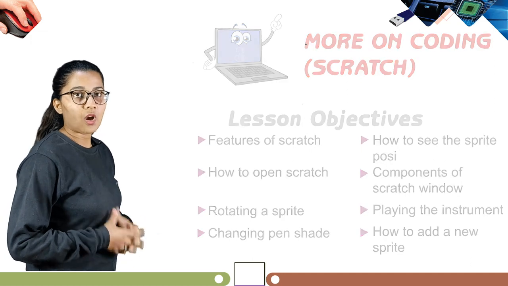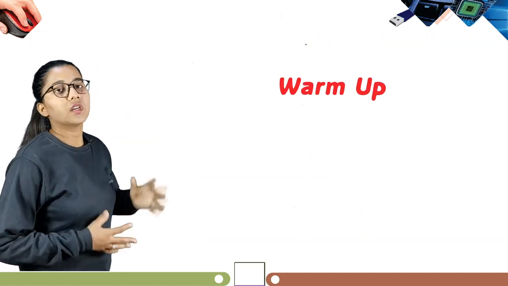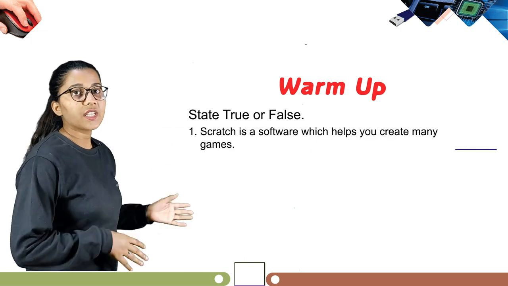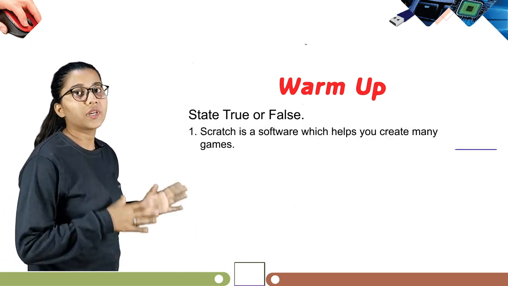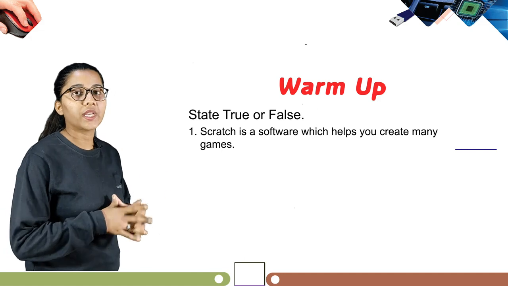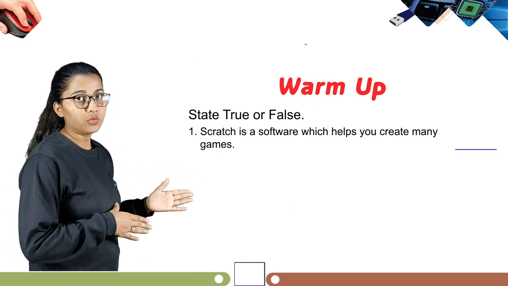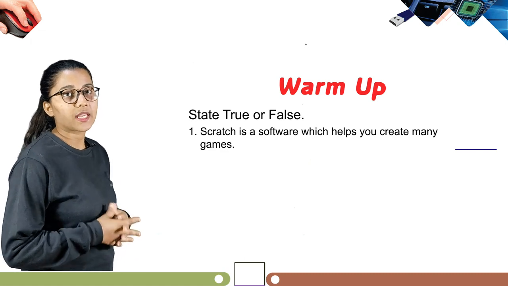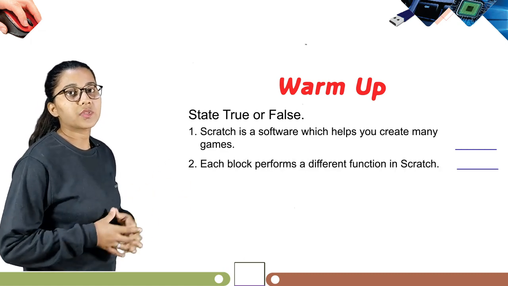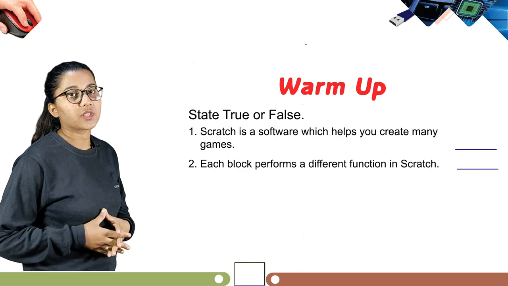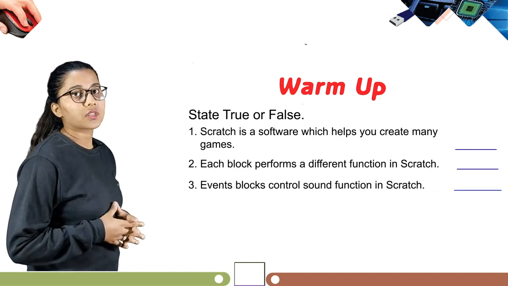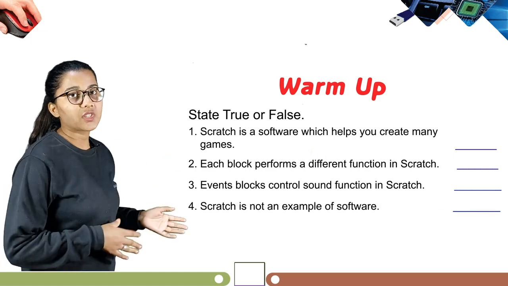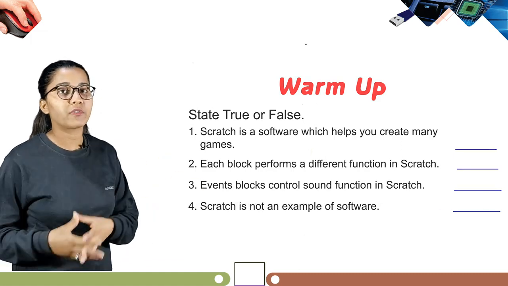Now we have some warm-up questions. State true or false. Our first question is, Scratch is a software which helps you create many games. You have to write T if you find this statement true. You have to write F if you find this statement false. Second, each block performs a different function in Scratch. Third, event blocks control sound function in Scratch. Fourth, Scratch is not an example of software.